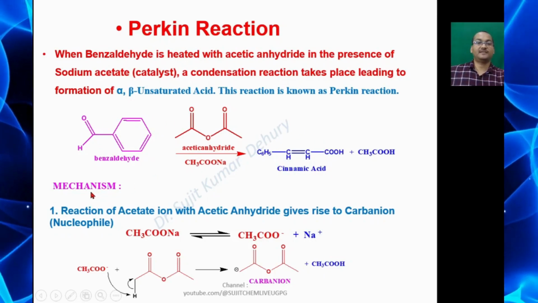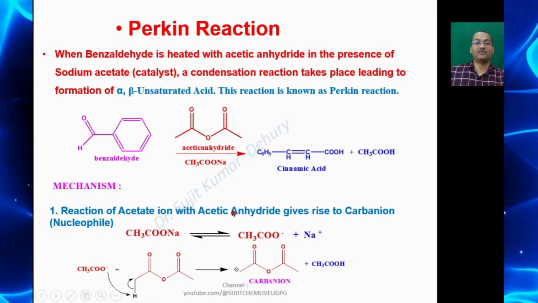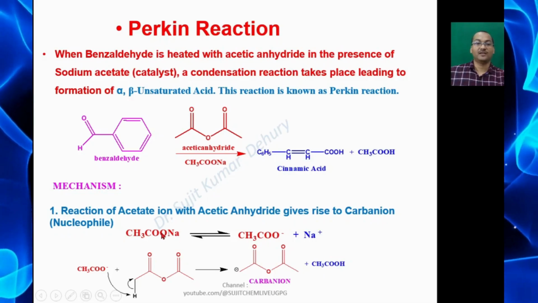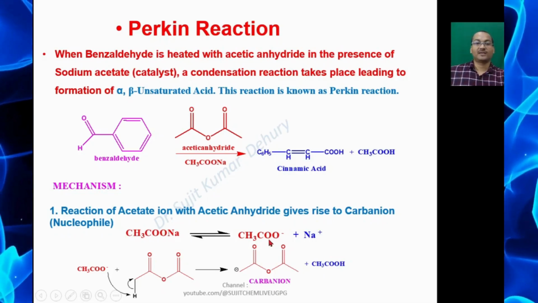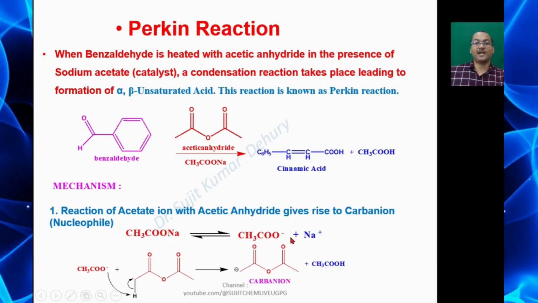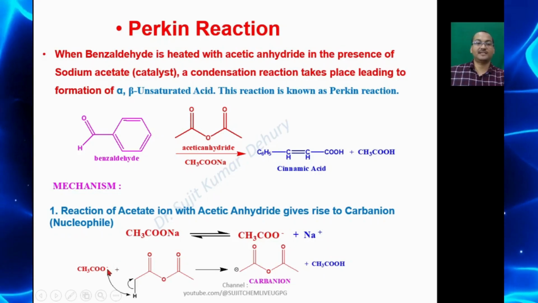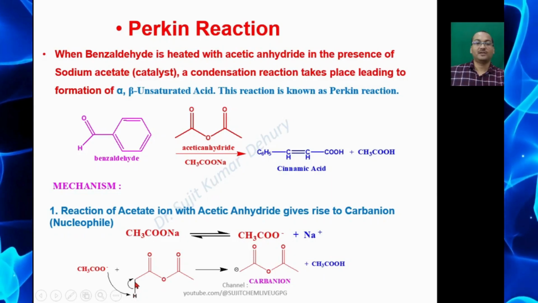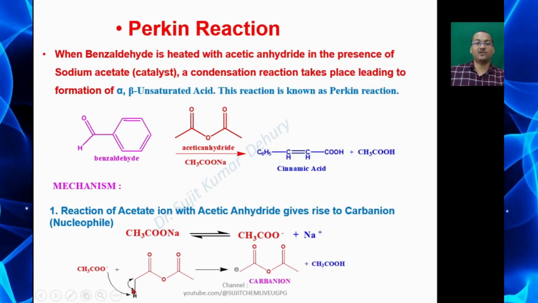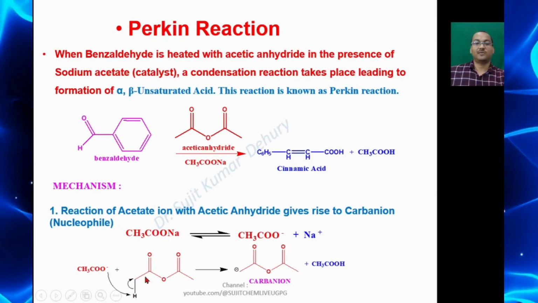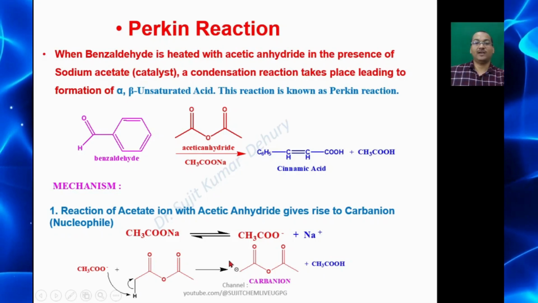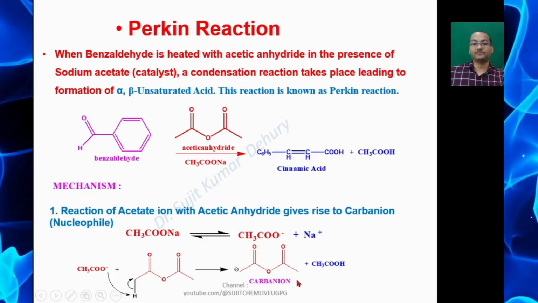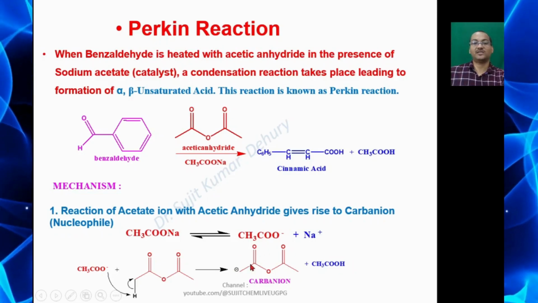So let's talk about how this benzaldehyde is converted to cinnamic acid. So first step is the reaction of acetate ion with acetic anhydride gives rise to carbanion, that is the nucleophile. So sodium acetate gives rise to CH3COO minus and Na plus. So this CH3COO minus will take the proton from this CH3 and the CH bond will break on the carbon. So you get this carbanion plus acetic acid. And this carbanion can also be resonance stabilized.